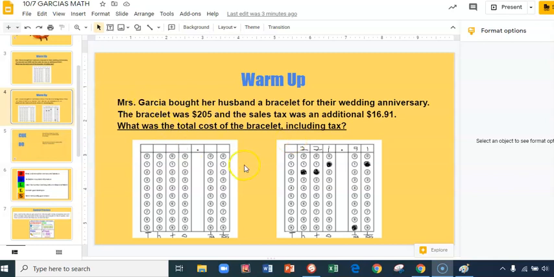All right, so we got our answer. $221.91 was the total cost of the bracelet.